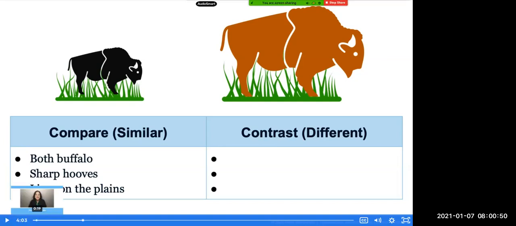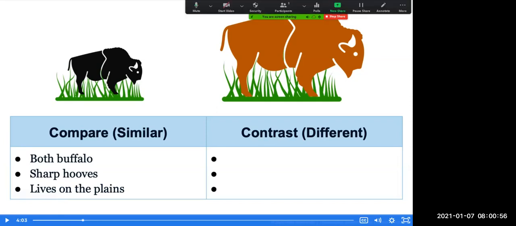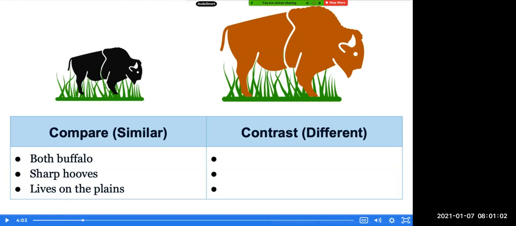Some things that I see that are different are this buffalo is small and this buffalo is big. This buffalo is black. This buffalo is brown. What other differences do you guys see? Okay, let's see what Miss Sabella has to say.